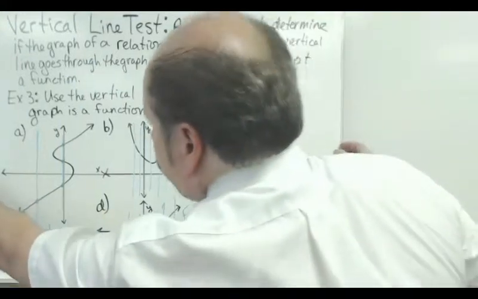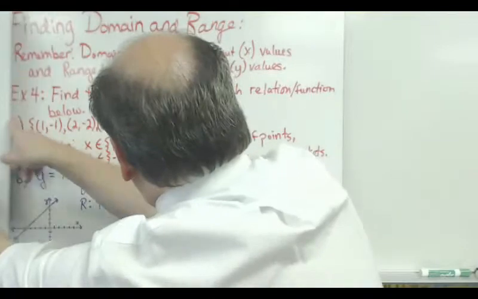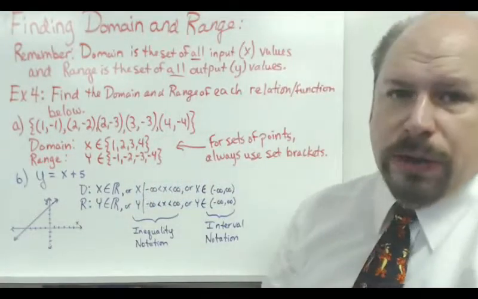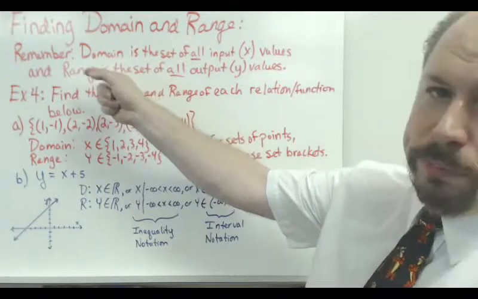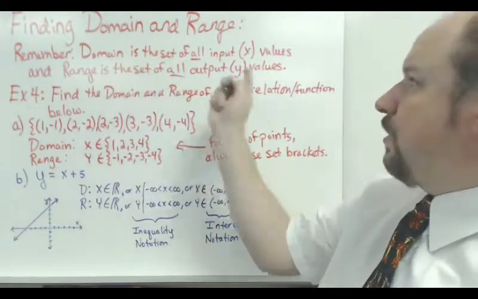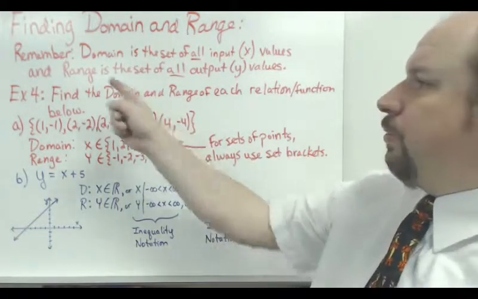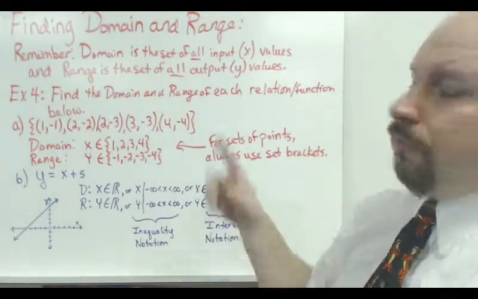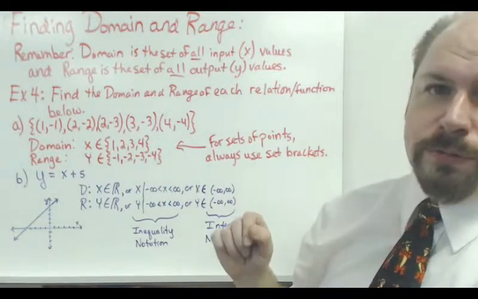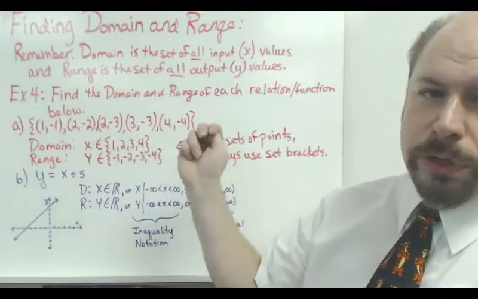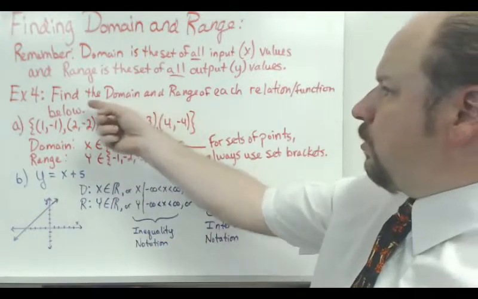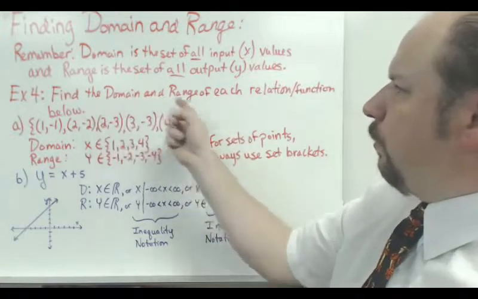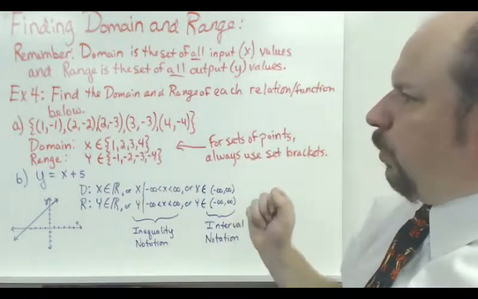Okay, so moving on. Now we're going to look at domain and range a little bit closer. So finding domain and range. Remember that the domain is the set of all of the input, or x values, and range is the set of all of the output, or y values. So in example 4, we're just going to find the domain and range for each of these functions, or relations. So find the domain and range of each relation or function below.